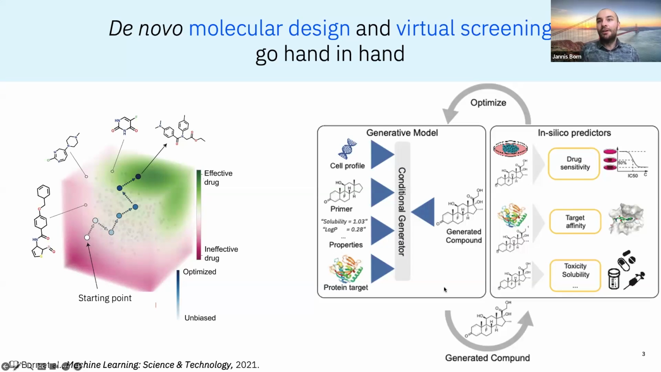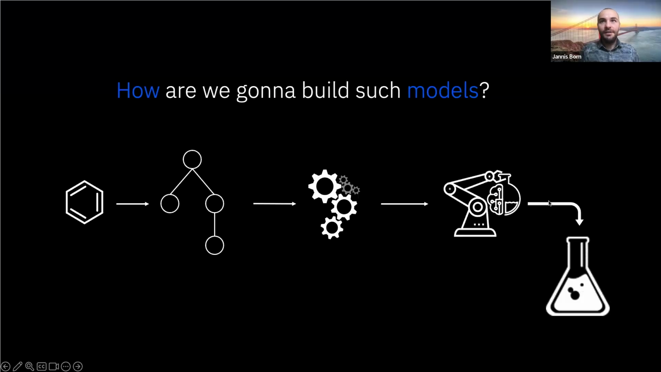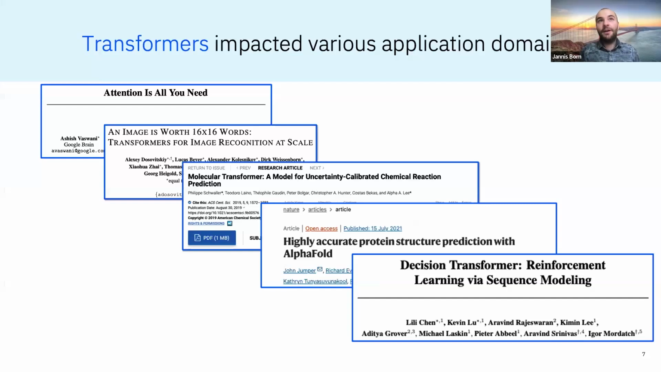At the same time, we know that we will always have to rely also on predictive models. These predictive models are indispensable for the task of virtual screening, in order to nail down the most promising candidates from the virtual libraries that are produced by the generative models. So, okay, how are we going to build such models? We will be using transformers.